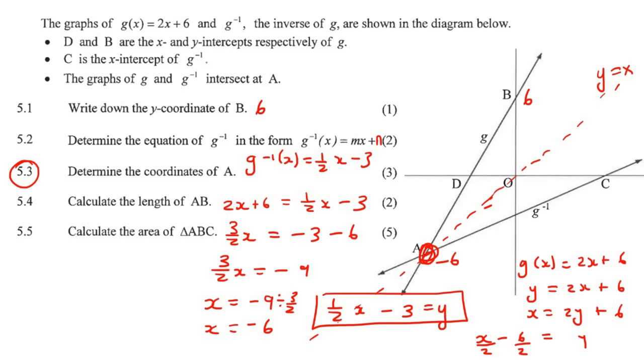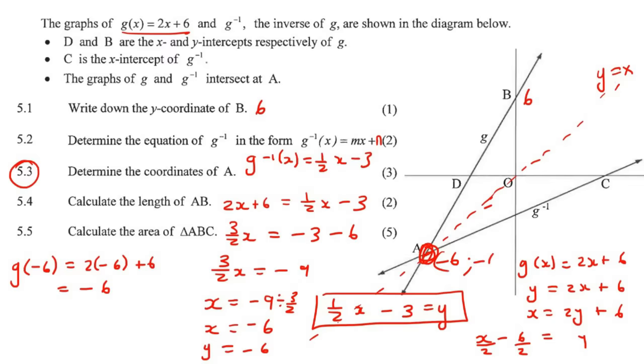Now, to find the y value, you can just plug it into any one of those equations. I'm going to plug it into this one. So g of negative 6 equals 2 times negative 6 plus 6, and that gives us negative 6. See what we said, that if x is negative 6, y would also be negative 6.